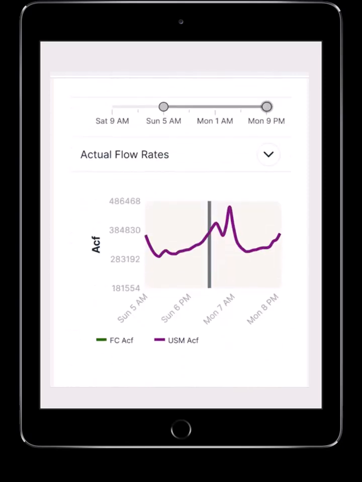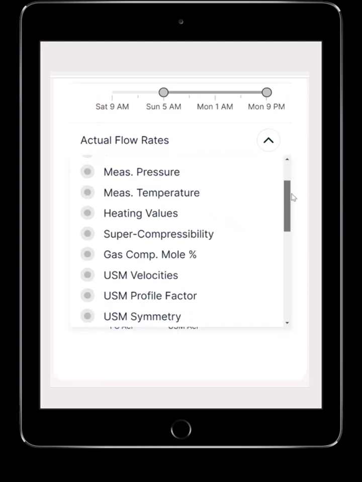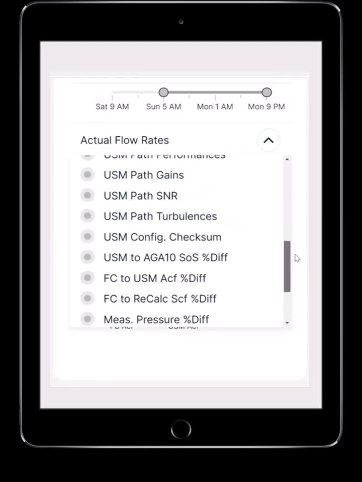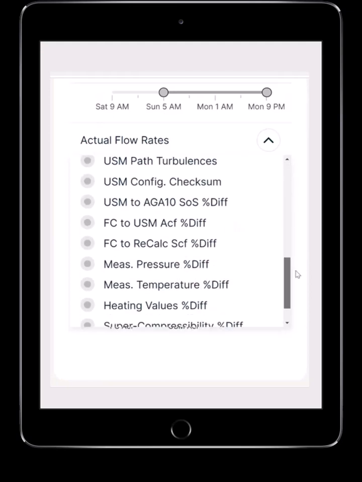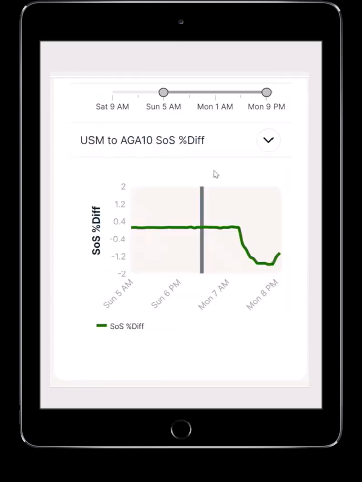So I'm going to come down to my second graph. The first graph will always have the graphs that are most relevant to the problem. The second graph is the kitchen sink. It has every graph in it, so you can relate your problem to whatever else you want to look at. In this case, I want to use this graph to look at the speed of sound percent difference, right here, the USM to AGA10 SOS percent difference.